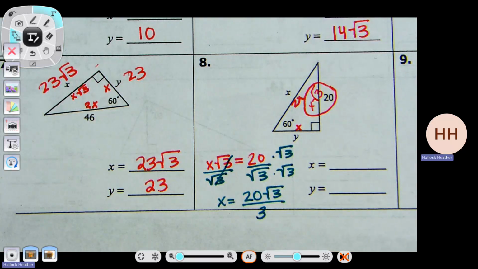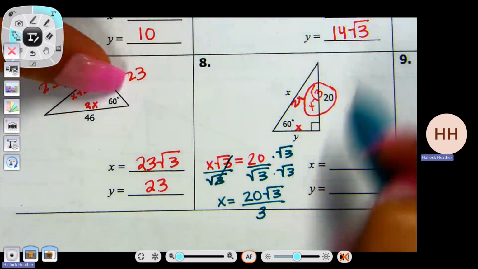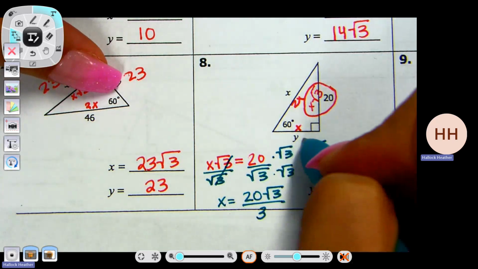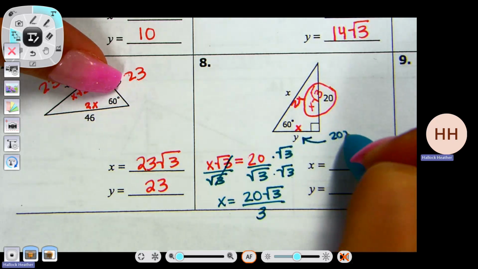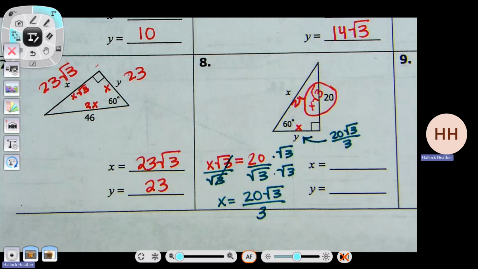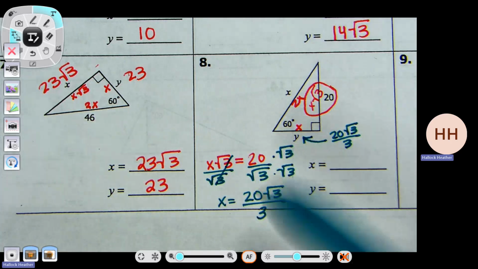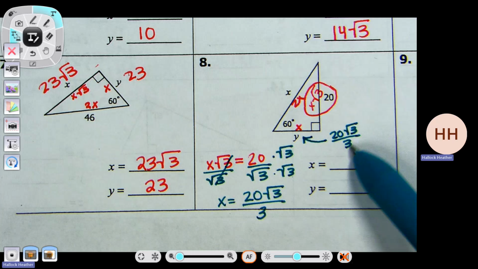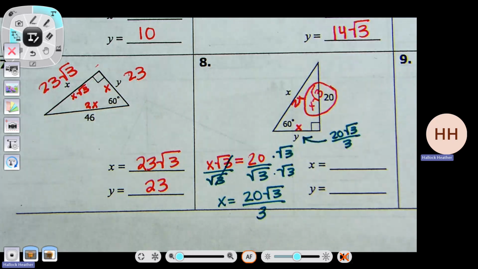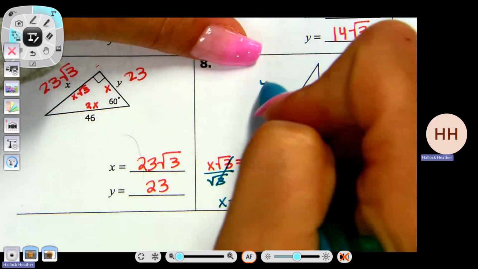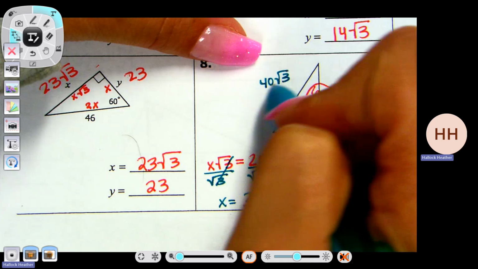So technically, what value is that on my triangle? That's y. So that's the base. So right here is 20 square roots of 3 over 3. Okay. My hypotenuse is technically double that. So if it was 20 square roots of 3 over 3, does anybody think they know what it's going to be now? 40 square roots of 3 over 3.